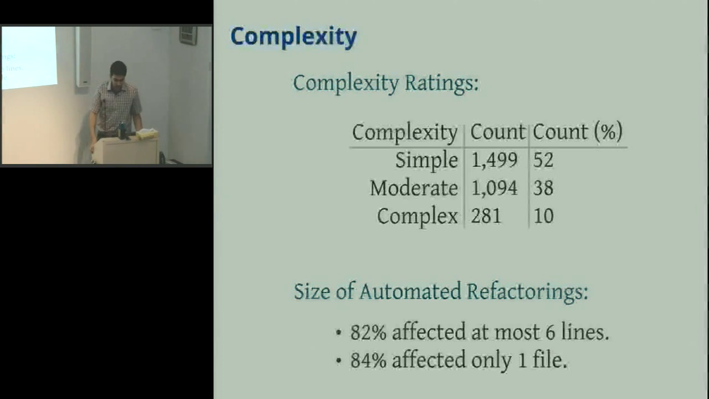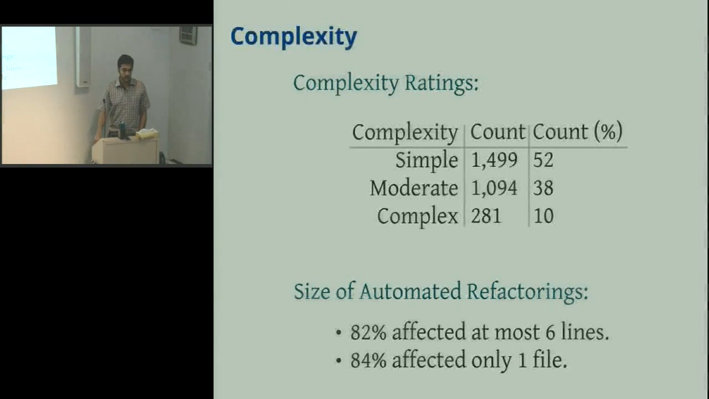As you can see, the majority of the refactorings that were performed were doing simple changes. 52% of refactorings that were performed were simple, and only 10% were complex. So this is the qualitative approach. We also took a quantitative approach by counting the number of lines and files affected by each automated refactoring. And it turns out that 82% of refactorings affected at most 6 lines, and 84% affected just 1 file. The majority are modifying a narrow piece of code.